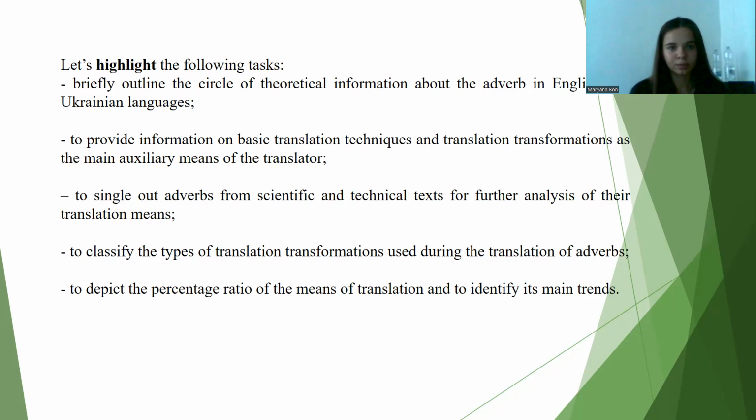Briefly outline the circle of theoretical information about the adverb in English and Ukrainian languages, to provide information on basic translation techniques and translation transformation as the main auxiliary means of the translator, to single out adverbs from scientific and technical texts for further analysis of their translation means, to classify the types of translation transformation used during the translation of adverbs, to depict the percentage ratio of the means of translation, and to identify its main trends.